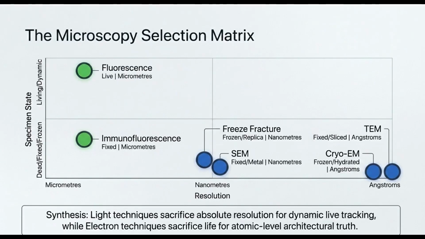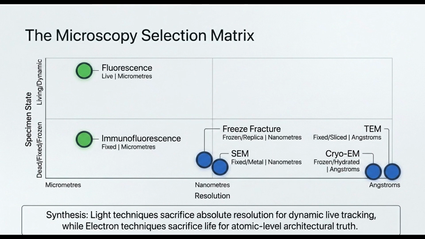Now we have the microscopy selection matrix. Choosing the correct microscopy technique requires balancing resolution and biological application. Fluorescence and immunofluorescence microscopy provide lower resolution but allow visualization of living cells and specific proteins. Scanning electron microscopy and freeze fracture microscopy offer nanometer-scale resolution and detailed structural information. Transmission electron microscopy and cryo-EM achieve the highest resolutions, revealing molecular and atomic-level structures.